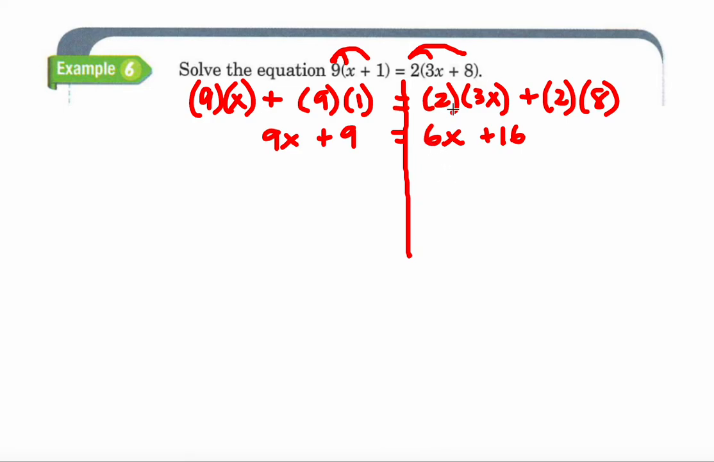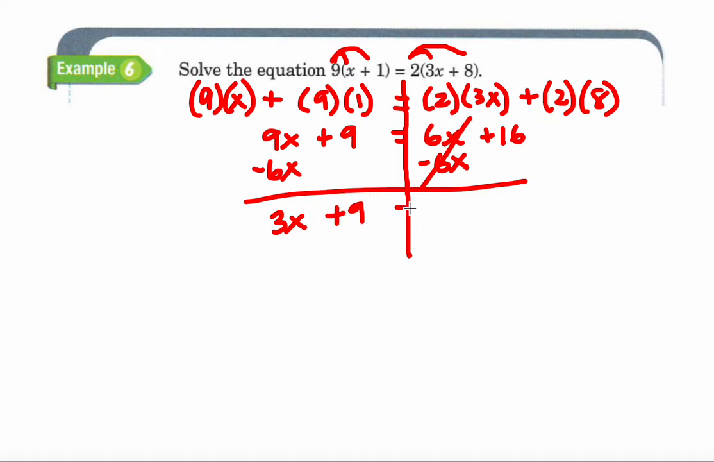So let me move, I have a 6x here and a 9x over there. I'm going to move my smaller x. This is a positive 6x, so I'm going to subtract 6x from both sides. 6x minus 6x cancels. 9x minus 6x is 3x plus 9, which I didn't touch. And then 16 left over on this side. So I have my x's left over on the left-hand side. I'm going to keep that there.